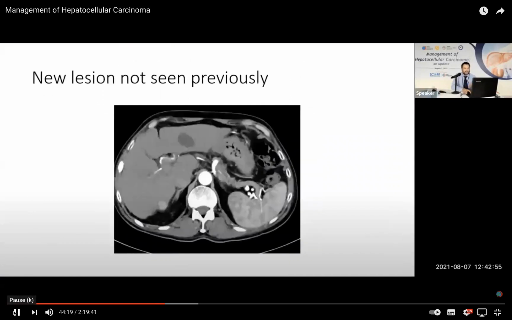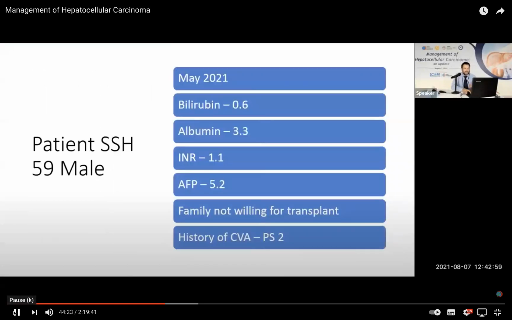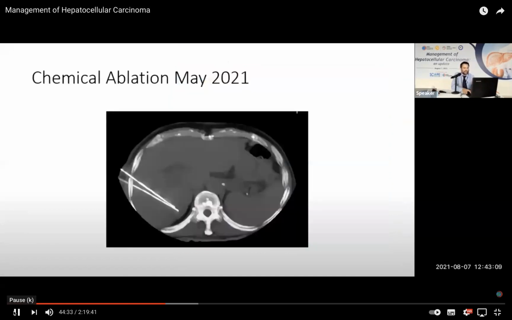And he's also developed a new lesion more posteriorly. So the lesion, this is actually not May. This should have been August 2017. I used alcohol on this occasion, and this was the chemical ablation.